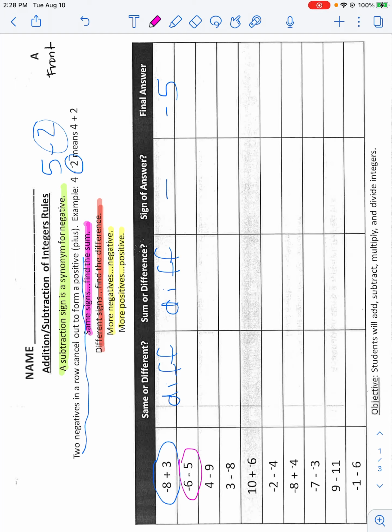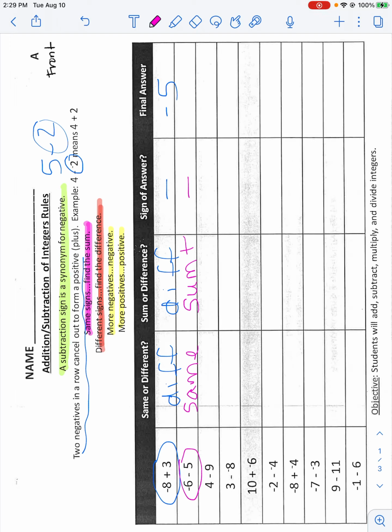Next problem, negative 6 minus 5. Remember, a minus sign is a synonym for a negative. So this is a negative 6 and a negative 5. So my signs are the same. The rule is same signs find the sum. So remember, find the sum means to add. If you're combining two negatives, your answer is going to be a negative.